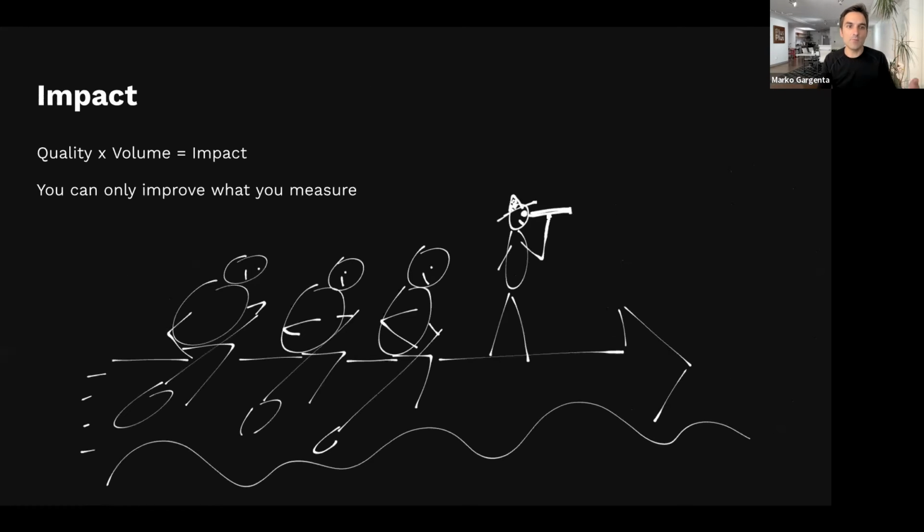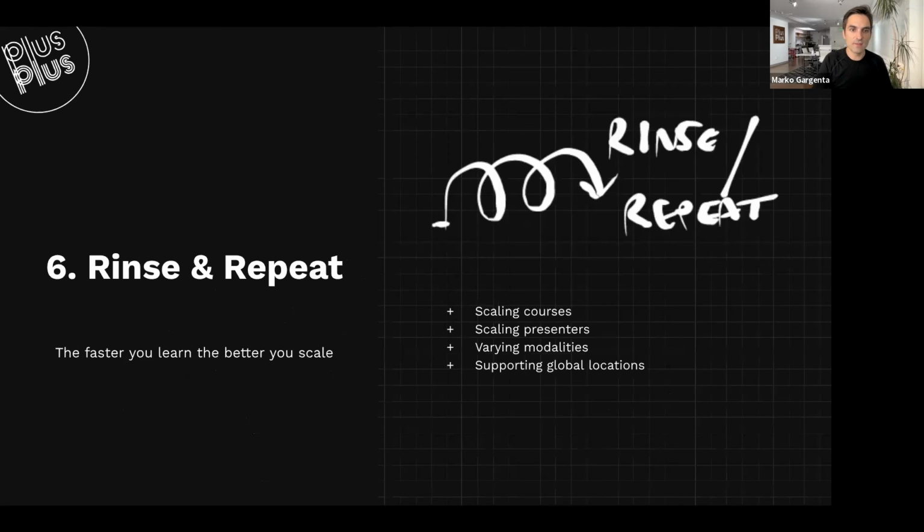And then impact is really a lot of people getting a lot of value, right? So that's kind of how we thought about that. So quality times volume was our impact, and so that's what we kind of optimized for. So with that, the final step was rinse and repeat. So how do we now get this flywheel to spin faster?